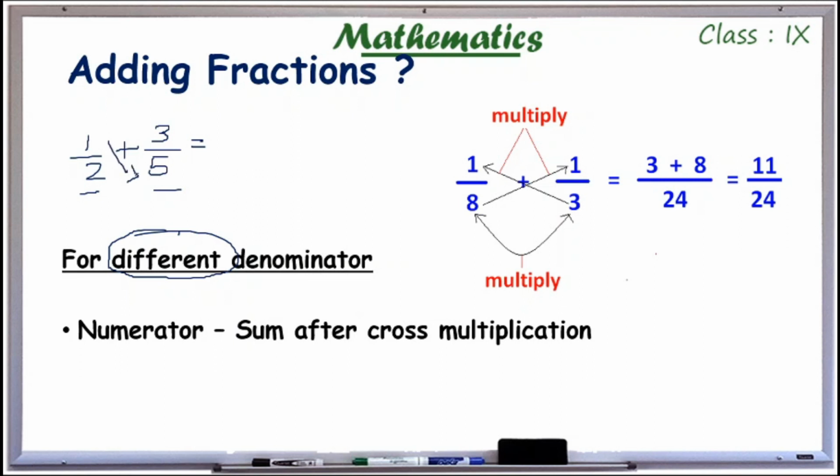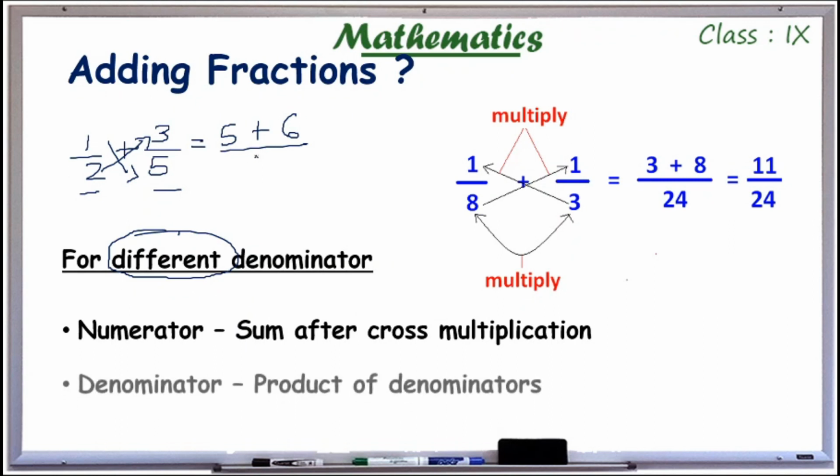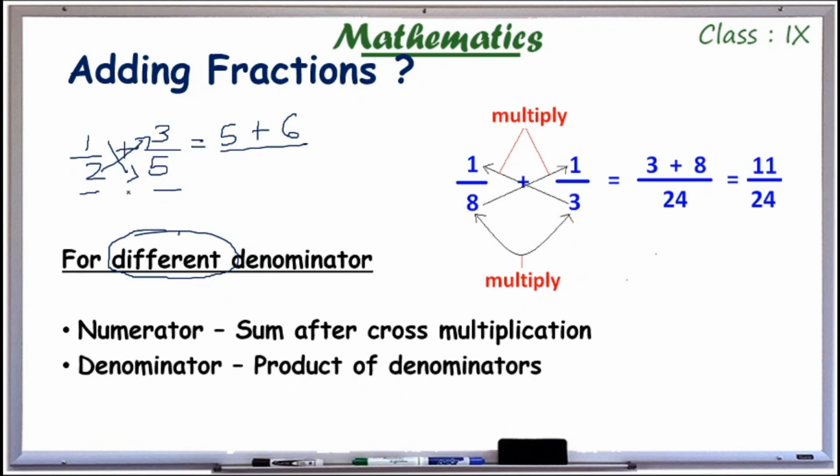1 into 5, 5, plus 2 into 3, 6. So you have to cross multiply and then take the sum. After cross multiplication you have to take the sum. This is the numerator, and for the denominator, the product of the denominators, 2 into 5, is equal to 10. So I get the answer 11 by 10.